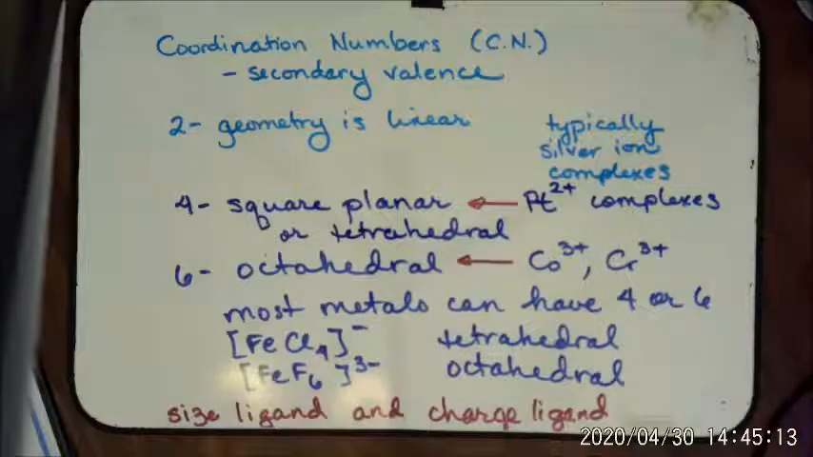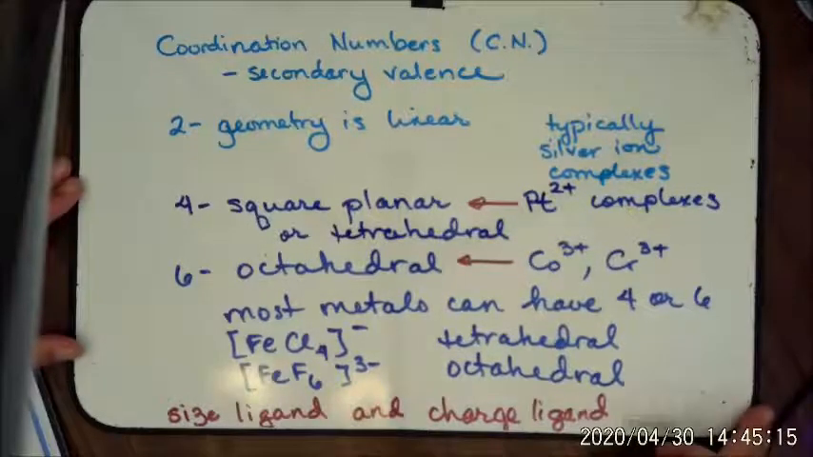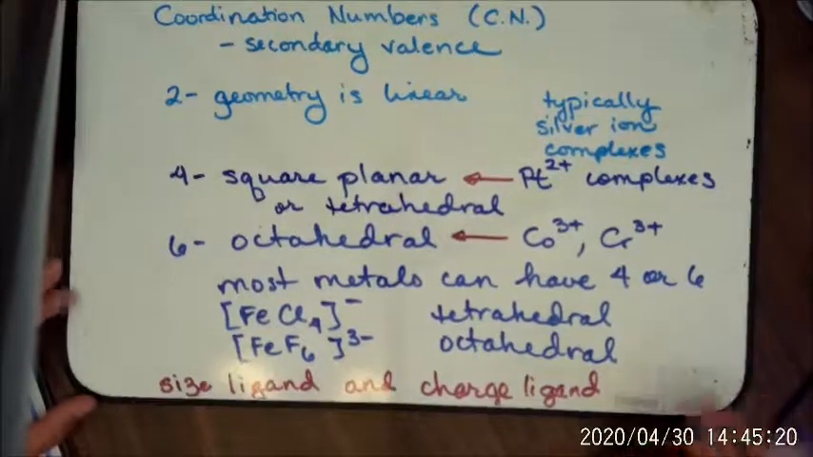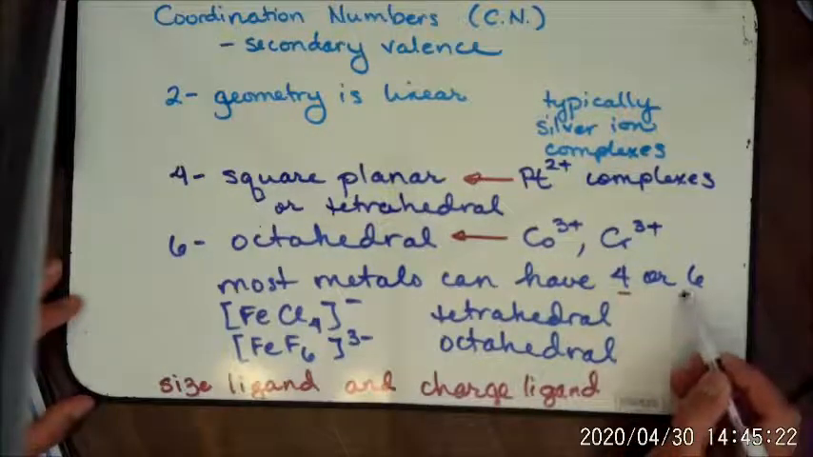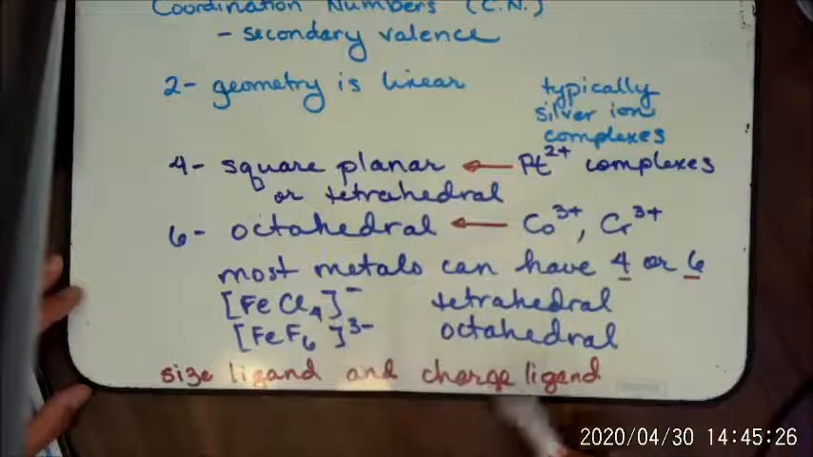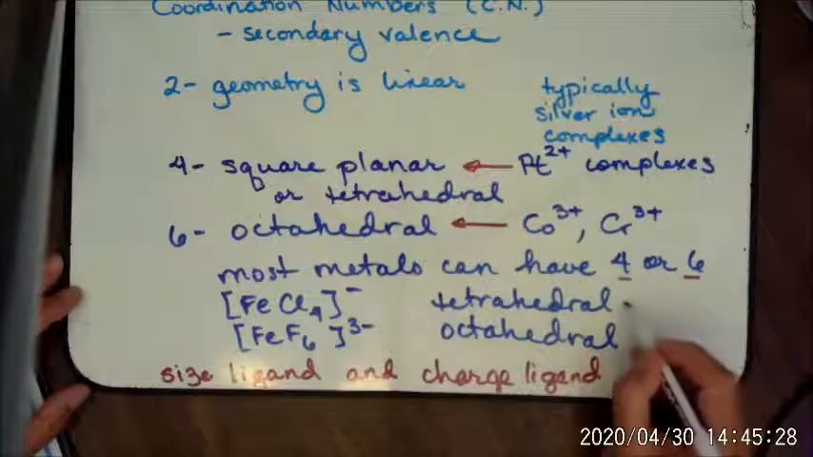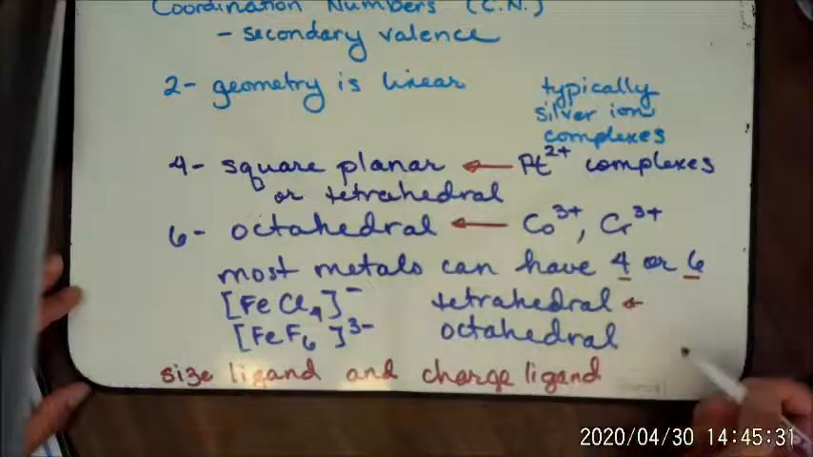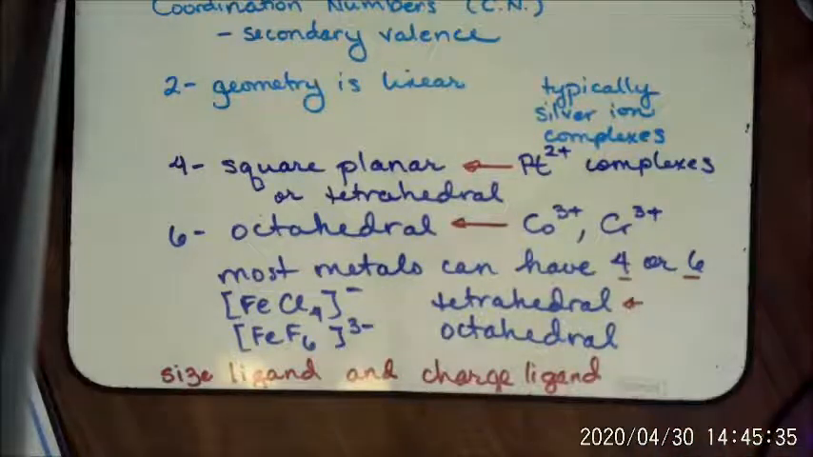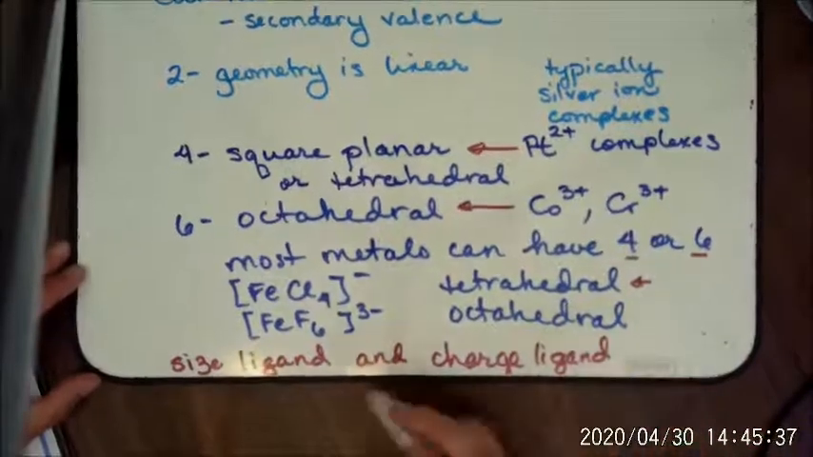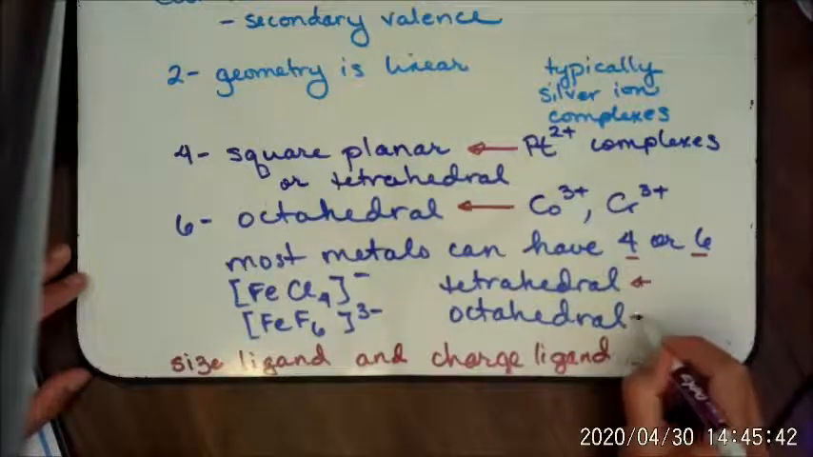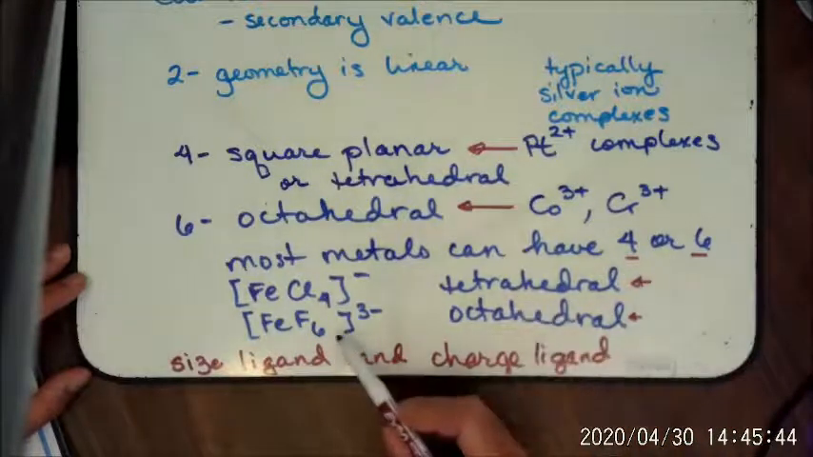So what about most metals? Well, most metals, depending upon your ligand, can have a coordination number of 4 or 6. For example, my iron tetrachloride here has 4 ligands and it's tetrahedral. Whereas if I have a hexafluoride complex ion of iron, it is octahedral and I can have 6 ligands.